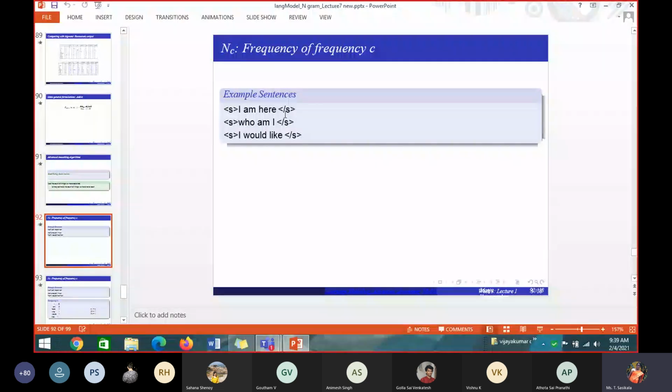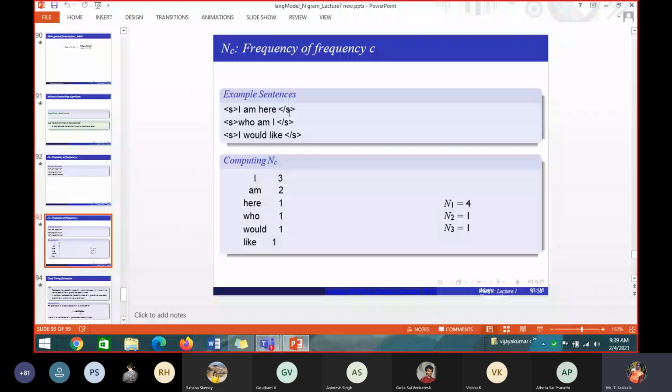Before telling the formula, the first thing in Good Turing smoothing is to calculate the frequency of frequency c, that is Nc. Take each and every word, because the count of words seen once is used to find the count of the 0 words not present in the corpus, and the count of words seen twice is used to find the probability of words seen once. So compute Nc. The first step, please make a note. If you have your notebook, write this example: I am here, who am I, I would like.